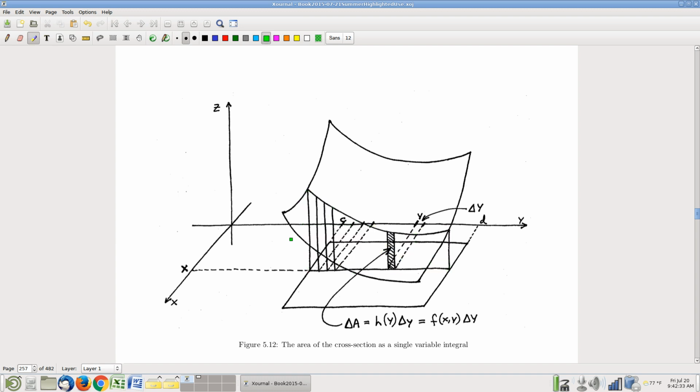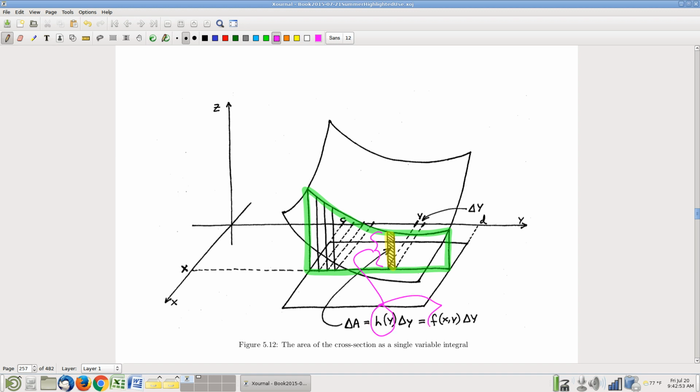You know what, I just kind of made a mess. Let me do that again. So here's the area we're trying to compute. Let me not fill it in. The area, I can slice up into a bunch of little pieces that look like that. I know what the height is.